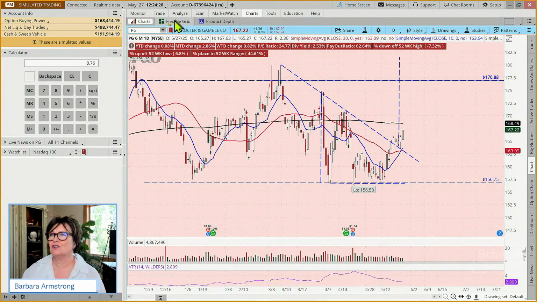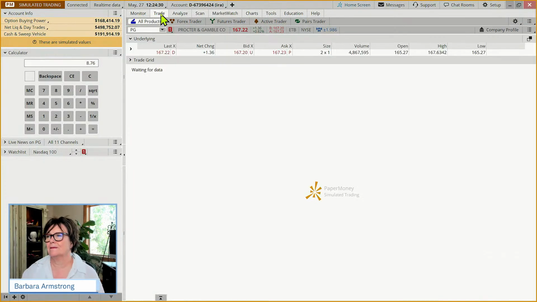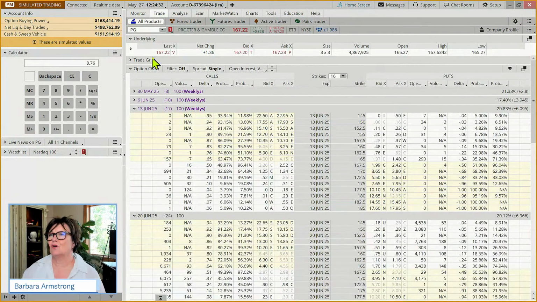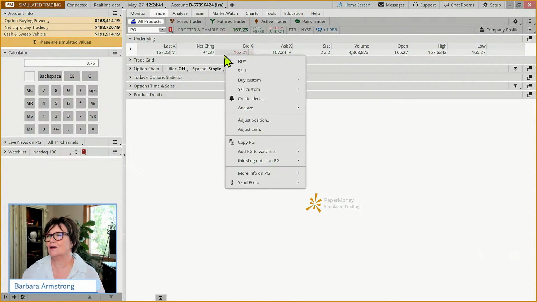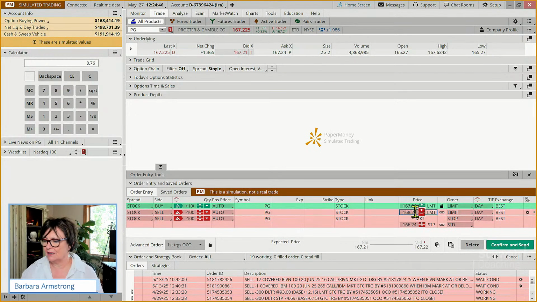So we're going to come to our trade tab, and I can close these up. We're going to come here to our buy line, and we're going to buy custom with an OCO bracket. And we're going to put in our target, which is 176, and our exit, which is 158.57.